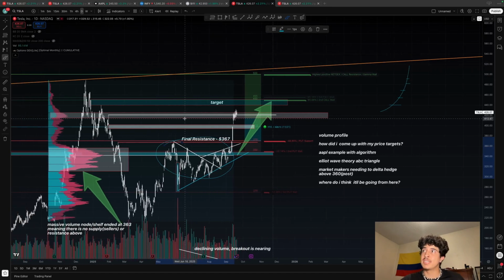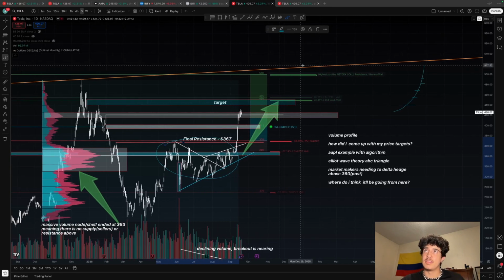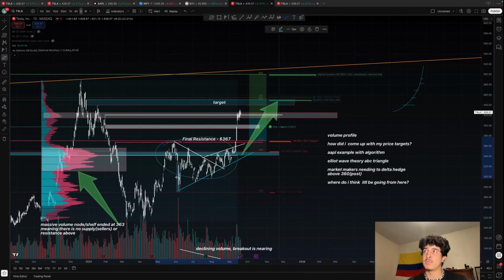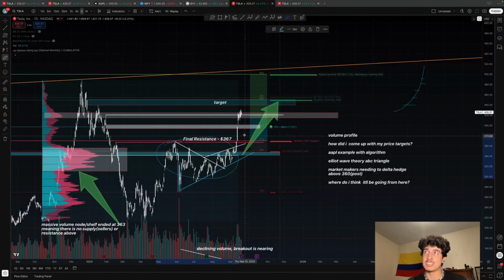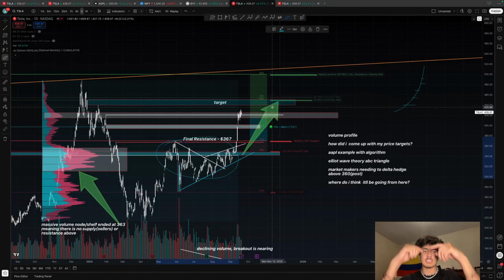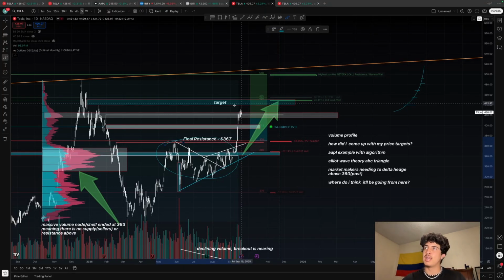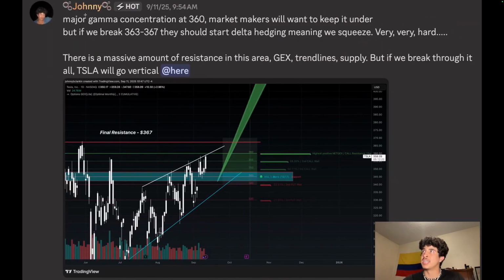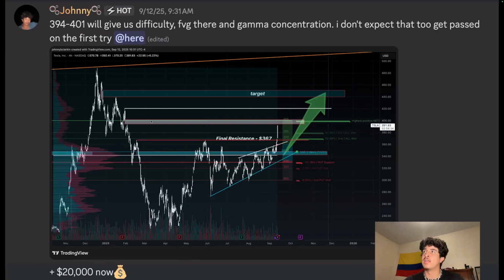And when you break significant ranges and they're forced to reposition, you see these gamma levels shift. It used to be down here, and once we broke 363 to 367, they had to roll all of those positions up and reposition, and that's what caused this squeeze. And I knew that was coming. Like, I literally said that the day before it happened.